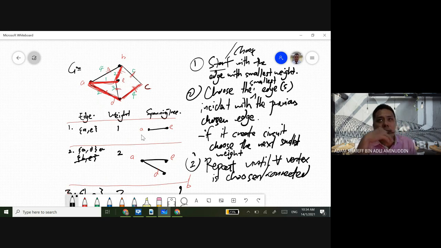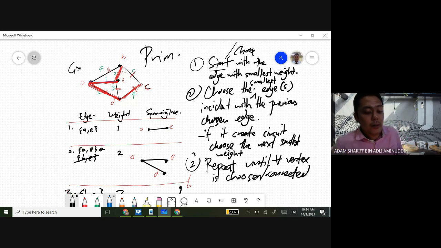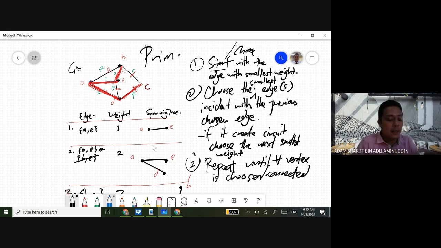Just now, I think before I start by choosing step number one, I said that Prim is like a tree. Nak beza Prim dengan Kruskal nanti. Prim kenapa dia macam pokok? Kita start dekat AE. And then if you realize, it expand, it connected to each other when they want to grow. Kruskal lain, Prim macam ni. Okay, ada soalan setakat ni?